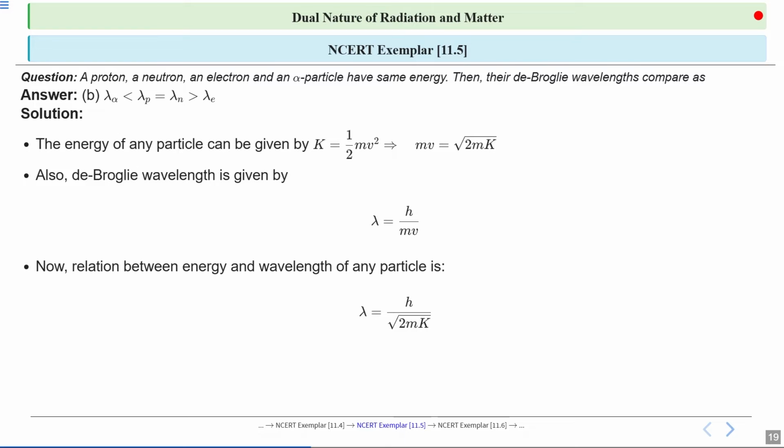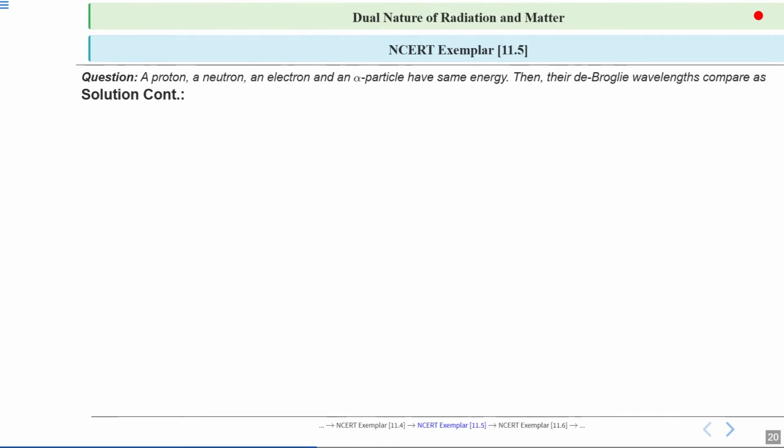So if all particles have the same energy K, the only variable affecting the wavelength is the mass. The heavier the particle, the smaller the wavelength. h is Planck's constant, 2 is constant, and energy is the same for all the particles, so it is also constant. So lambda depends only on the mass. Lambda is inversely proportional to the square root of the mass of the particle. So we got the relationship between lambda and mass.